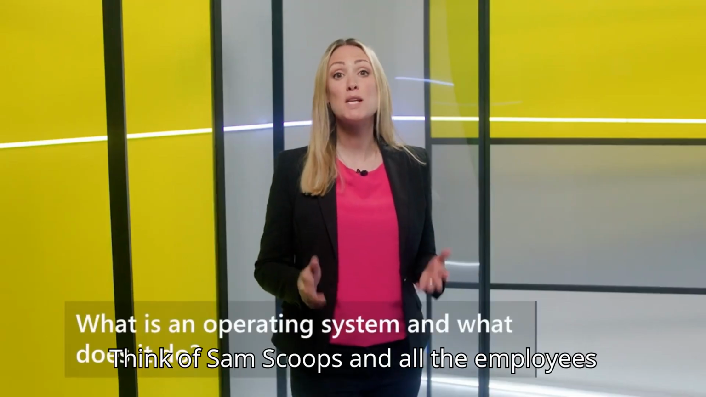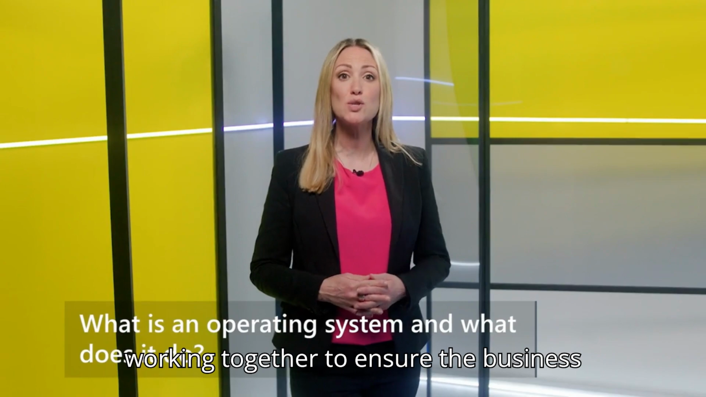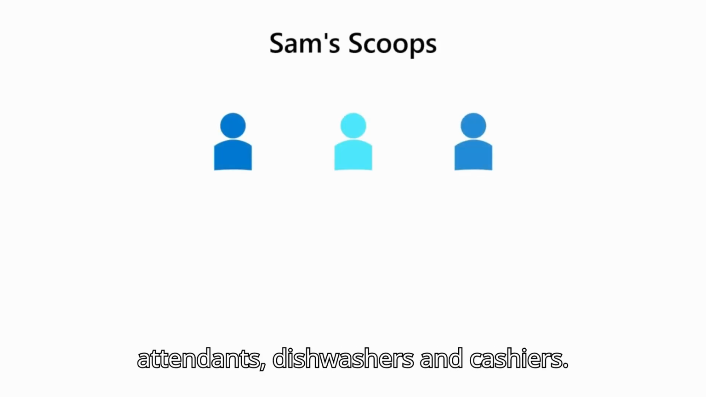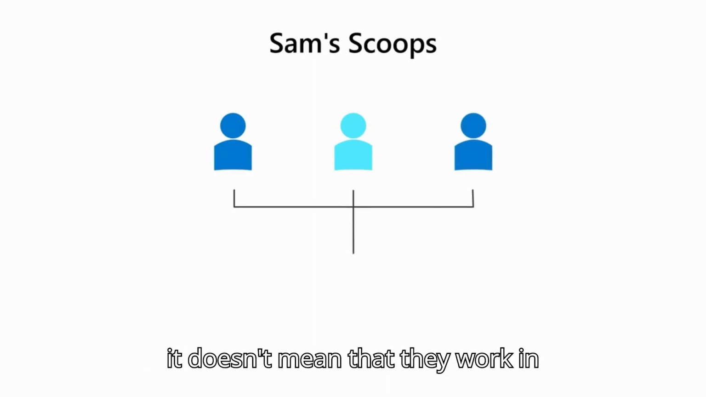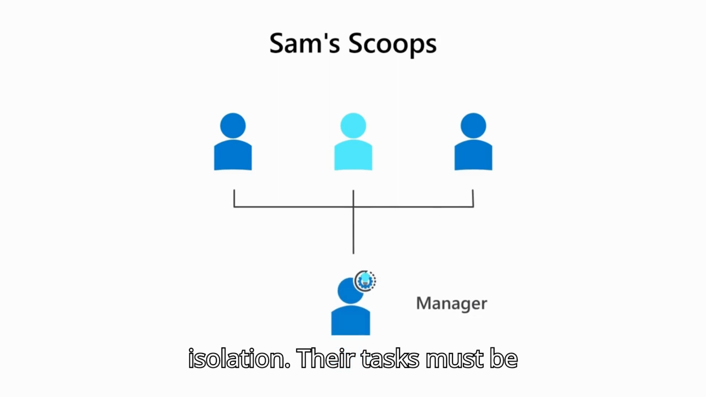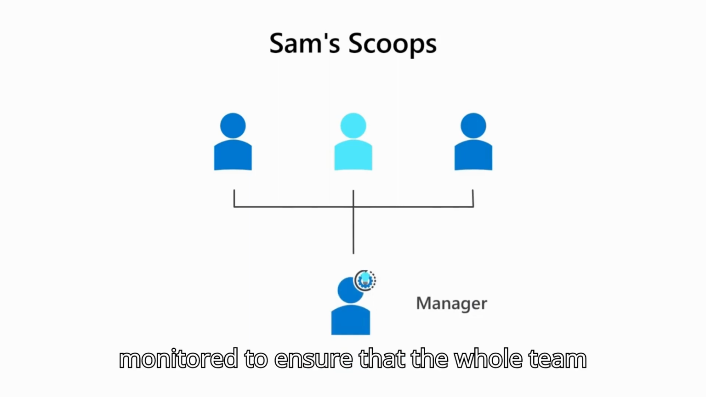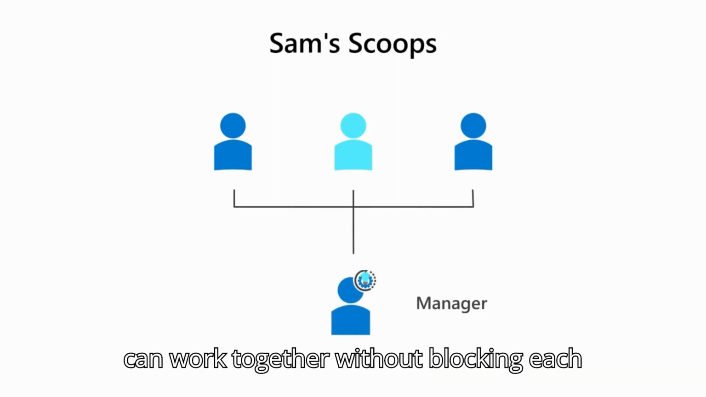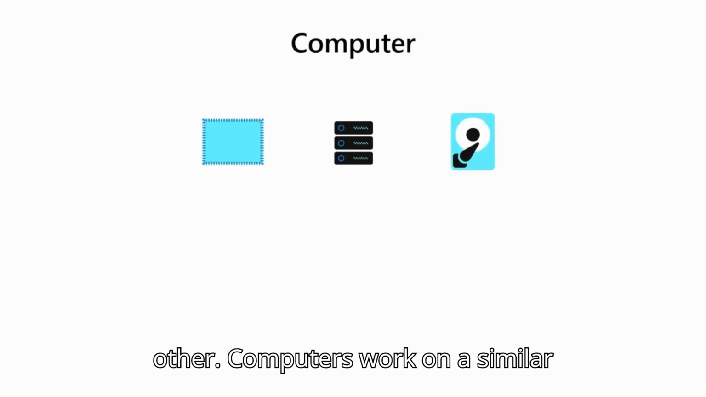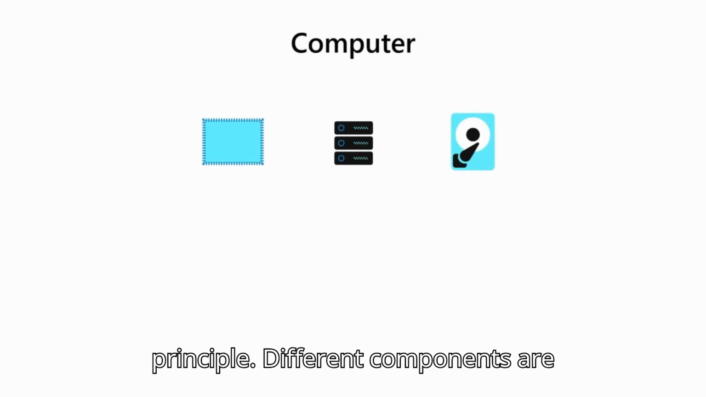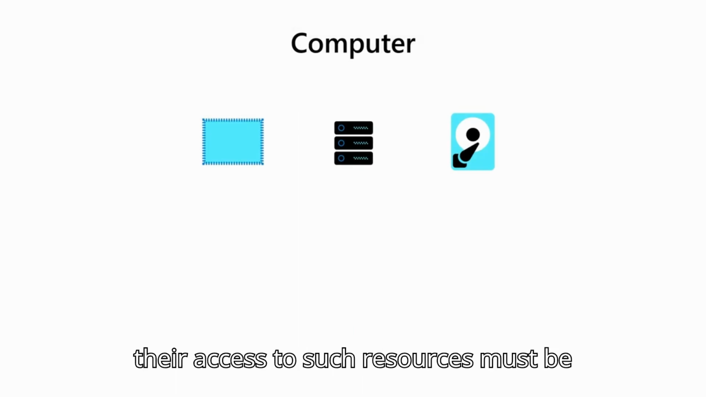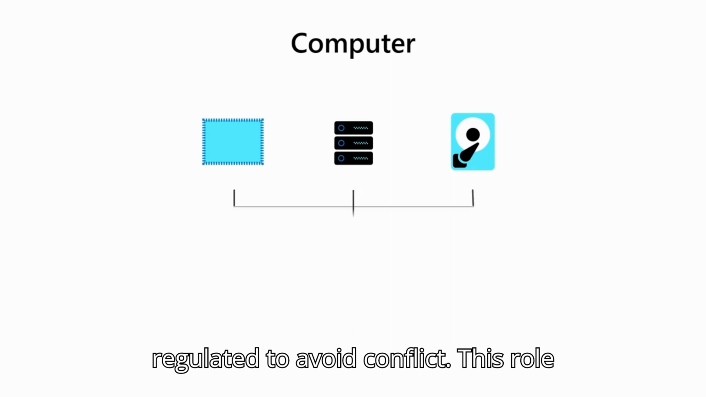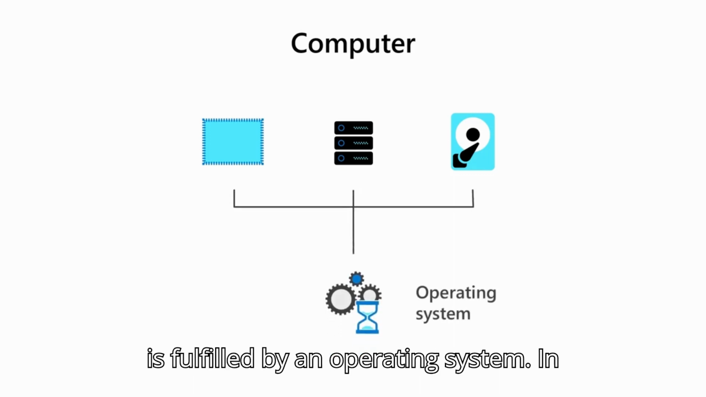Think of Sam Scoops and all the employees working together to ensure the business runs smoothly. This might include attendants, dishwashers, and cashiers. While their duties are clearly defined, it doesn't mean that they work in isolation. Their tasks must be monitored to ensure that the whole team can work together without blocking each other. Computers work on a similar principle. Different components are competing for limited resources, and their access to such resources must be regulated to avoid conflict. This role is fulfilled by an operating system.